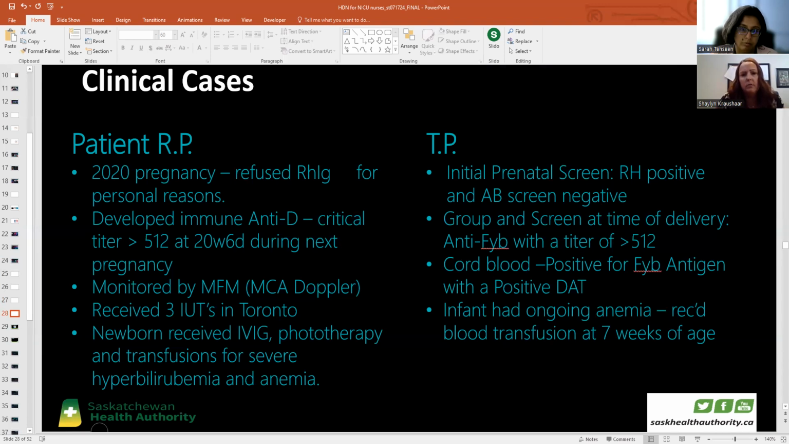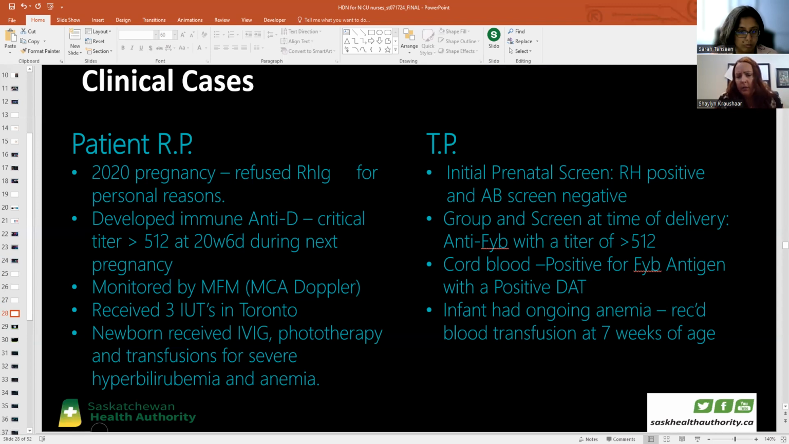This patient was sent to Toronto. She received 3 IUTs throughout her pregnancy. Once delivered, this newborn received IVIG, phototherapy, and blood transfusions for severe hyperbilirubinemia and anemia.